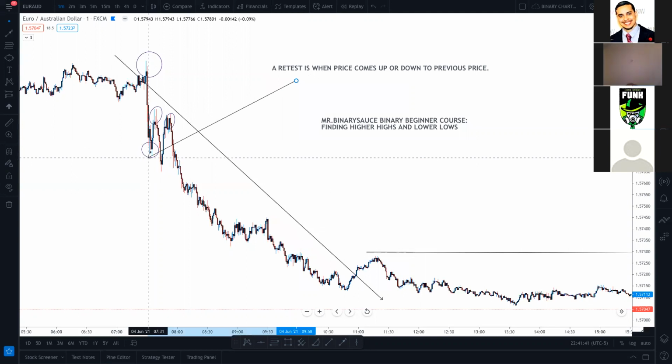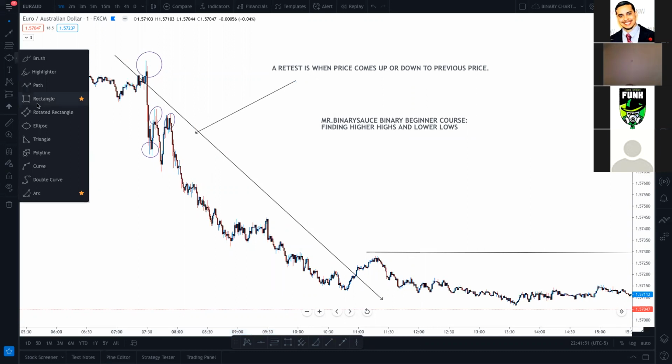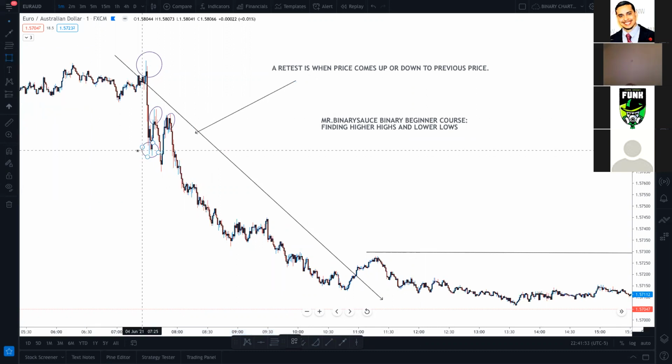When the retest creates a higher high and then a lower low, that becomes a zone. How we designate and label zones is by getting our rectangle tool, and then we draw a box right underneath the candles. And then when price comes up and it rejects, that is now a zone.